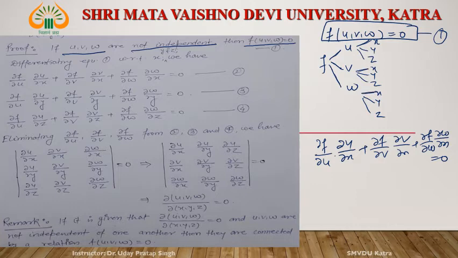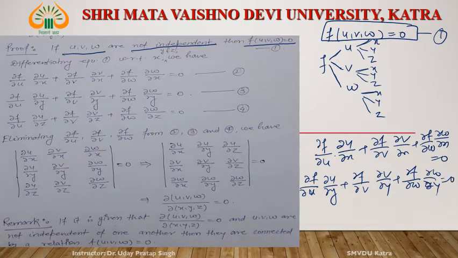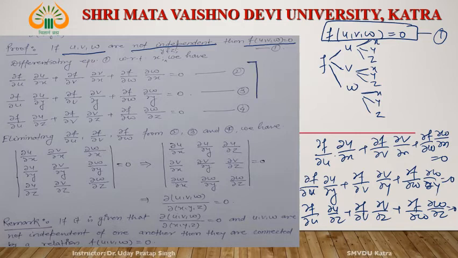Right? Similarly, the other path: ∂f/∂u and ∂u/∂y plus ∂f/∂v and ∂v/∂y, plus ∂f/∂w and ∂w/∂y is equal to 0. And the third one: ∂f/∂u ∂u/∂z plus ∂f/∂v ∂v/∂z plus ∂f/∂w ∂w/∂z is equal to 0, right? Then we obtain these three equations.